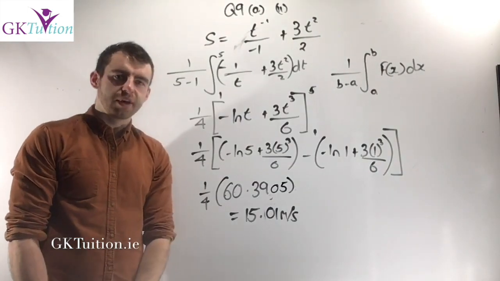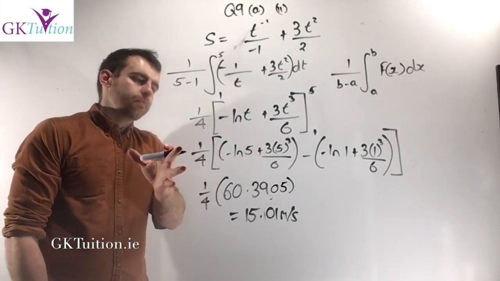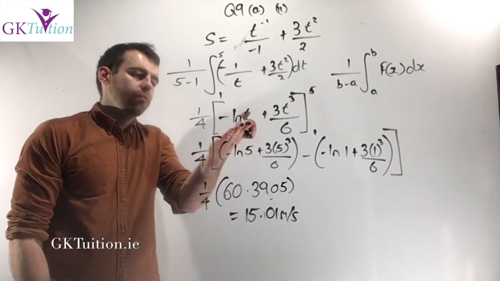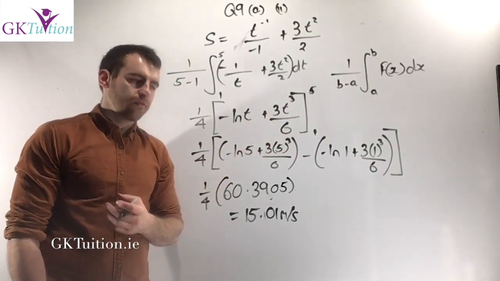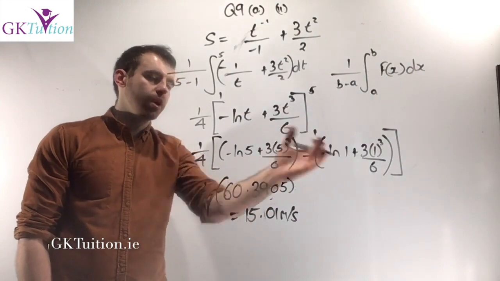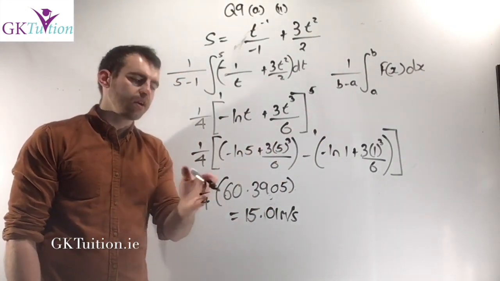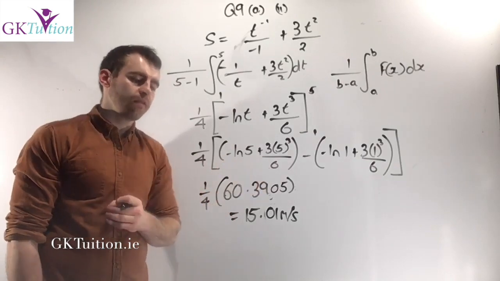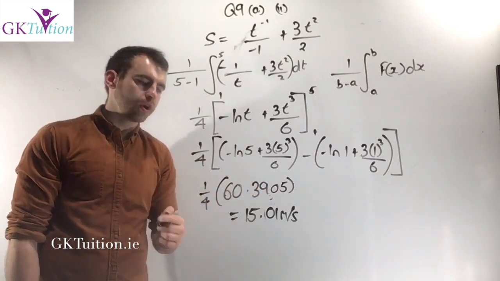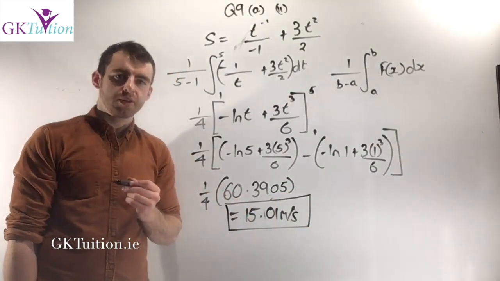It's relatively straightforward to sub in your limits. I have 1/4 outside, and my upper limit was 5. So everywhere there was a t, I simply subbed in a 5. Then a minus, and then everywhere there was a t, I subbed in a 1, my lower limit. If I plug all of what's in my square brackets into the calculator, I got 60.3905, which if I multiply by 1/4, my final answer to 2 decimal places is 15.01 meters per second.